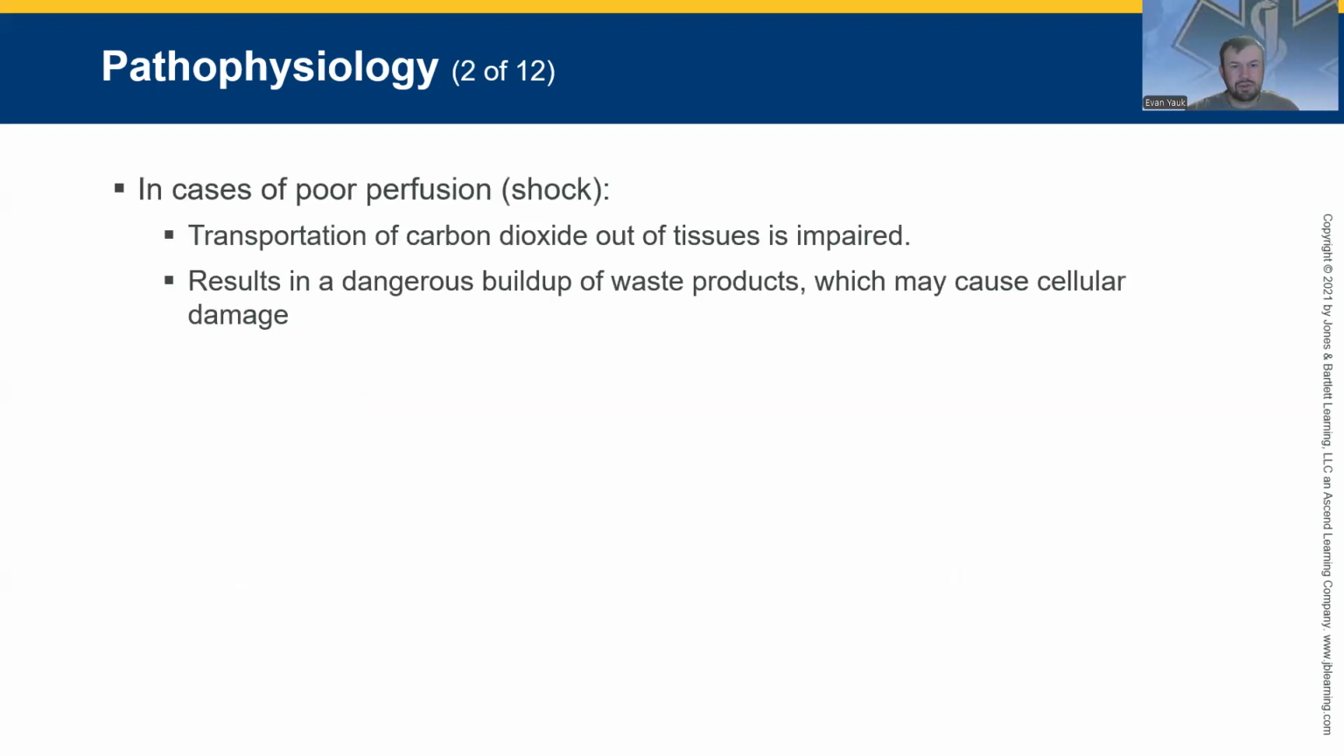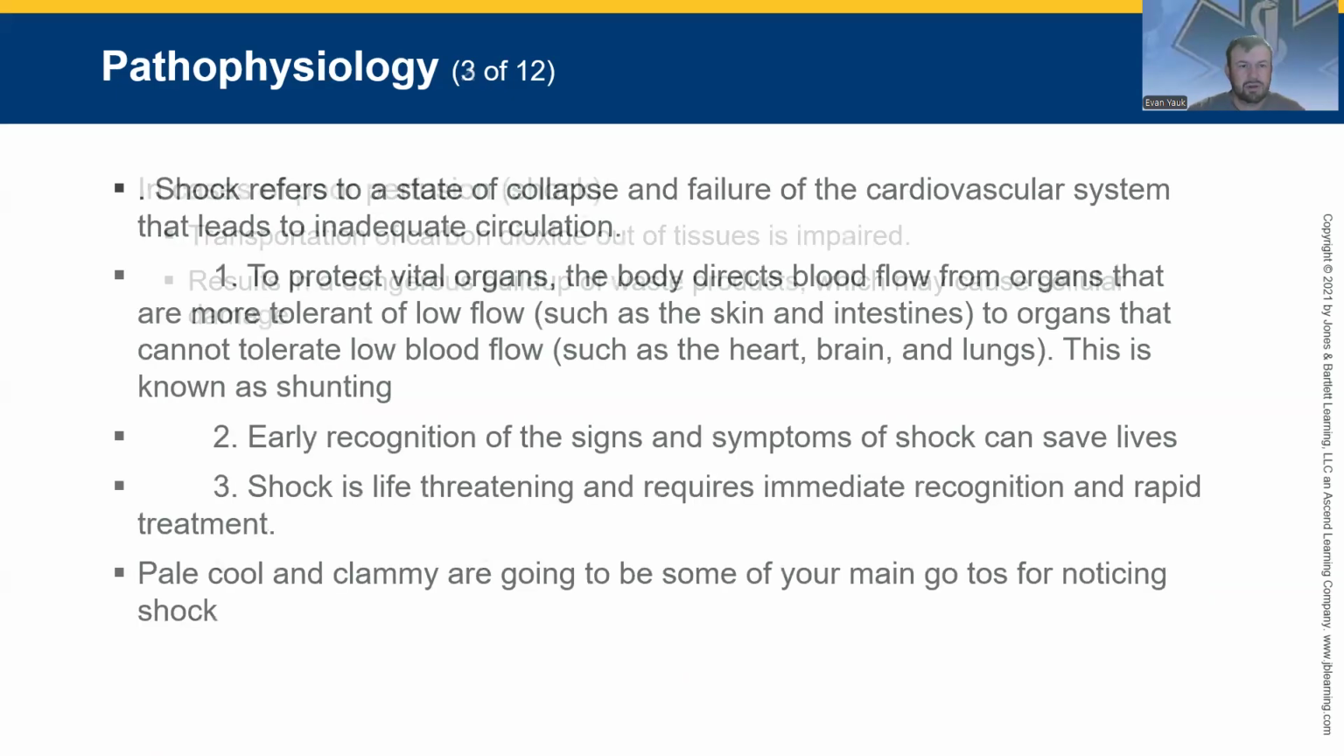In cases of poor perfusion, shock, transportation of carbon dioxide out of the tissue is impaired. It results in a dangerous buildup of waste products, which may cause cellular damage. Shock refers to the state of collapse or failure of the cardiovascular system that leads to inadequate circulation. So, like we've been talking about, if we're not feeding those tissues and cells, then we're going to have issues, right? And that starts with the cardiovascular system, and also includes our respiratory system.